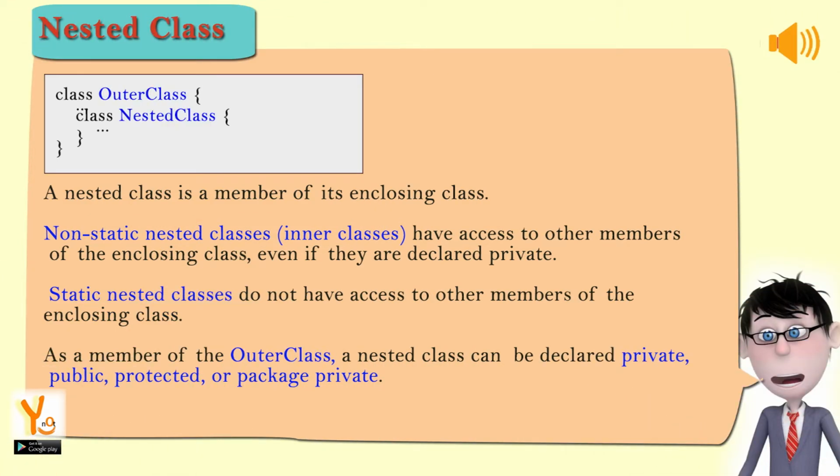A nested class is a member of its enclosing class. Non-static nested classes, inner classes, have access to other members of the enclosing class, even if they are declared private. Static nested classes do not have access to other members of the enclosing class. As a member of the outer class, a nested class can be declared private, public, protected, or package private.